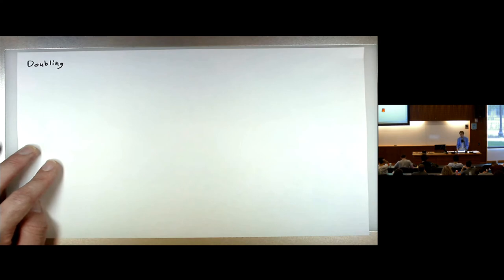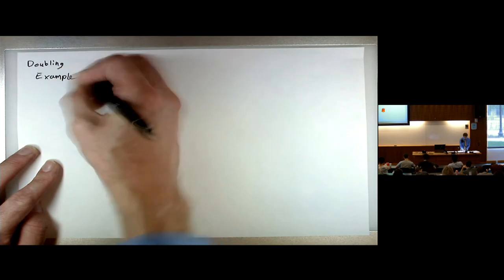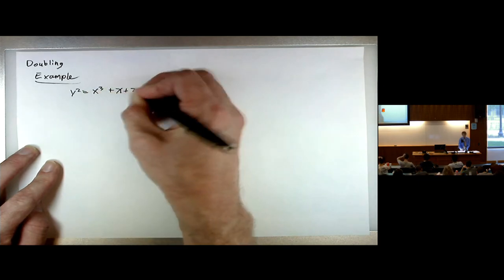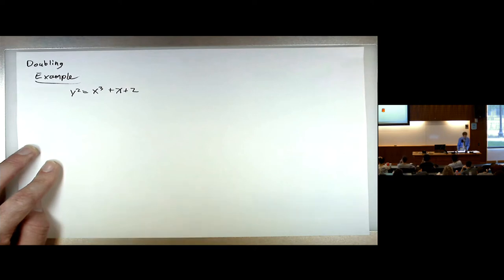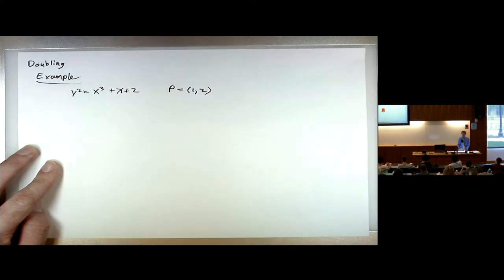Of course, I said that if you have two points being the same, you've got a tangent there. So as an example, if I have y squared equals x cubed plus x plus 2, is it clear that this point is on the curve? You plug in 1, you get 1 plus 1 plus 2 is 4, 4 is a square. So that's a point on the curve. If we want to compute 2P in the group law, you're not doubling the coordinates here, it's a geometric group law.